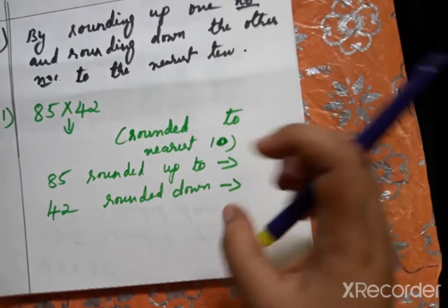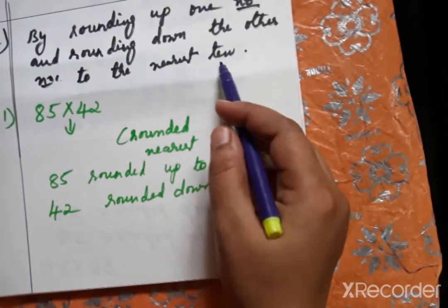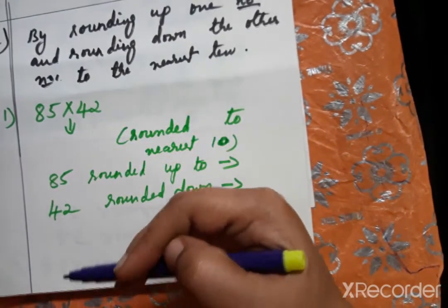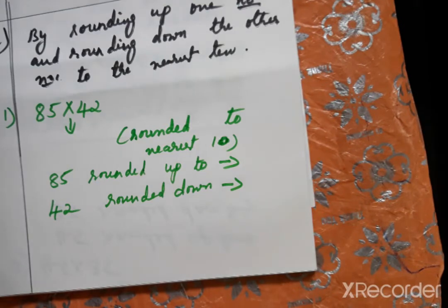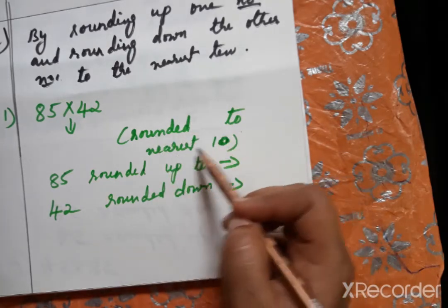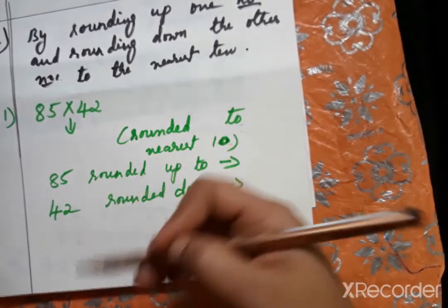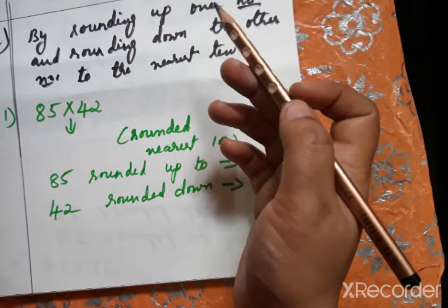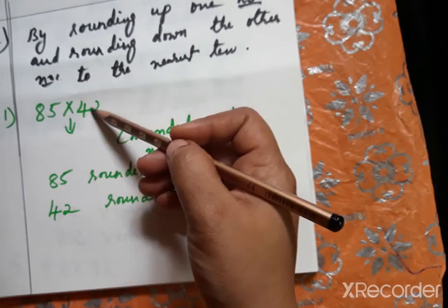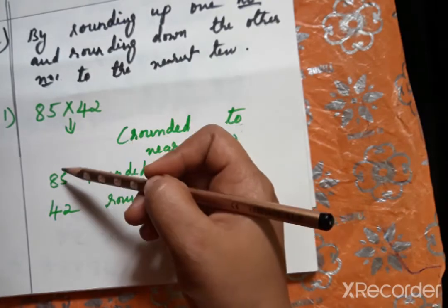Now here, estimate by rounding up one number and rounding down the other number to the nearest tens. One number we have to round up and one number we have to round down, but according to the rounding rule only we have to round the number. So 85 we are rounding to the nearest tens place. One number is rounding up here and another number is rounding down, similar to how we did part a and part b. According to the rounding of numbers rule, we have to check and write for each number.